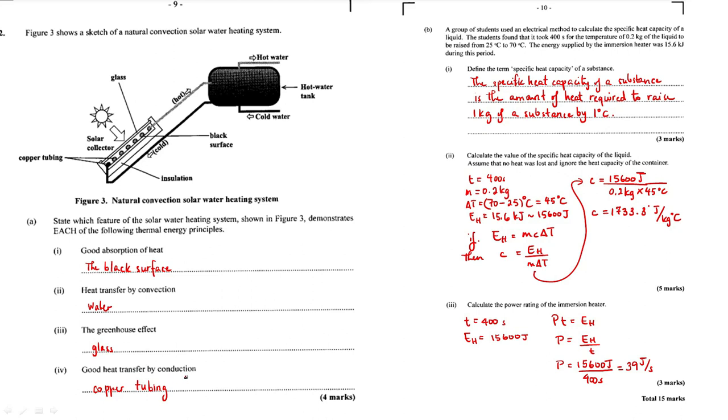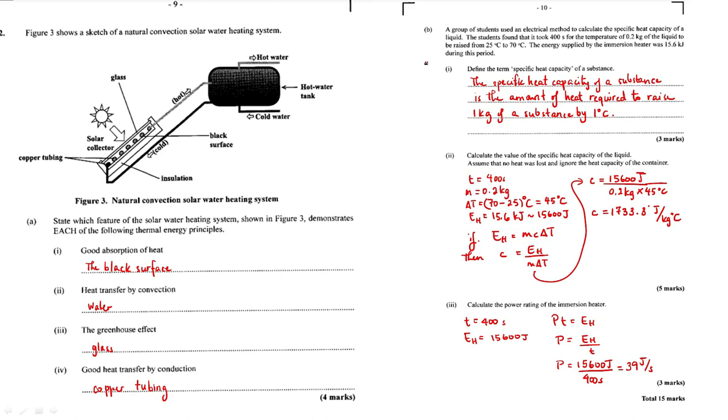Good heat transfer by conduction. And that's another way that heat is transferred, via a process called conduction. And conduction occurs within solids. And the conductors here will be metals. Right, so copper is a metal. Copper tubing is a metal that enables the conduction of heat to the water.